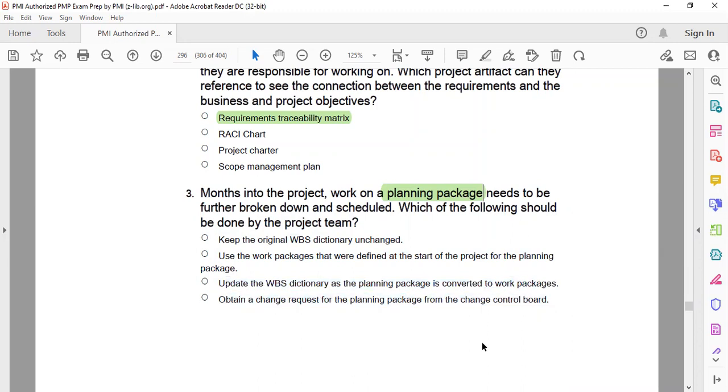Yes, Hari, your answer is correct. Even when you read it, you will find it. Ganesh, yes, Navid, yes, very good. Very nice. Now the details are available. So what will we do? Mohsin, no. You will update the dictionary because the planning package is now converted into a work package.